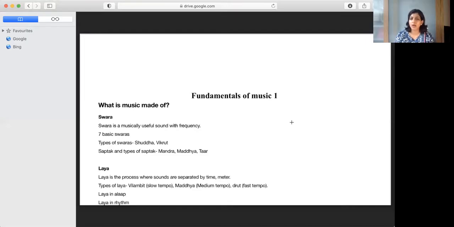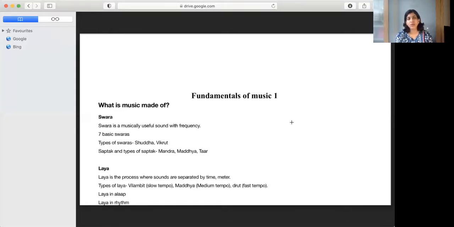So what are the sounds that are used for music? So from these dhvanis, from these sounds, swaras or nad are filtered out. So nad is what? Nad is a sound which is consistent, which stays for a long period of time. And after hearing it for a long period of time, it is pleasing to the human ear. So those are the sounds which are called as nad.